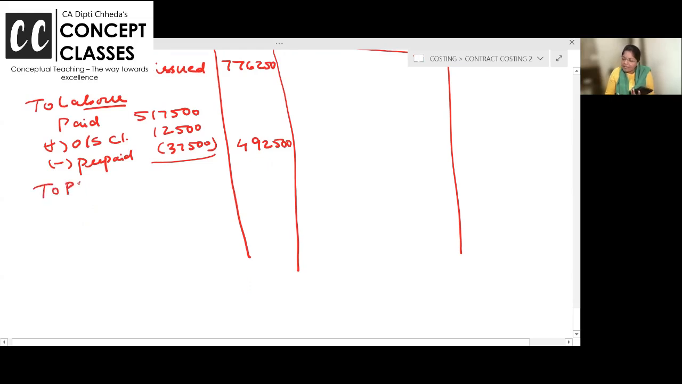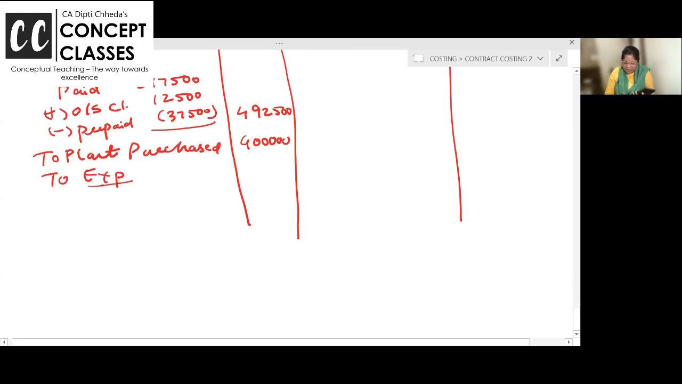Next they gave is plant purchased. I told you either write down opening and closing value of the plant as they give, or write down the depreciation. So this time we have written the opening value. Now I am doing expenses. Same concept.